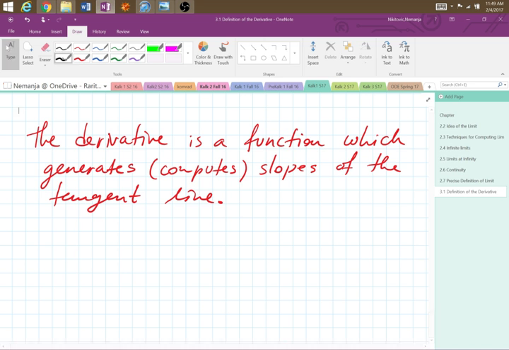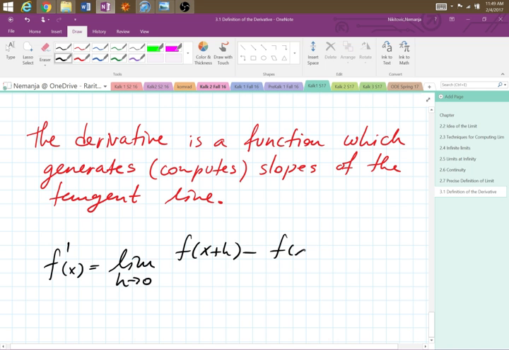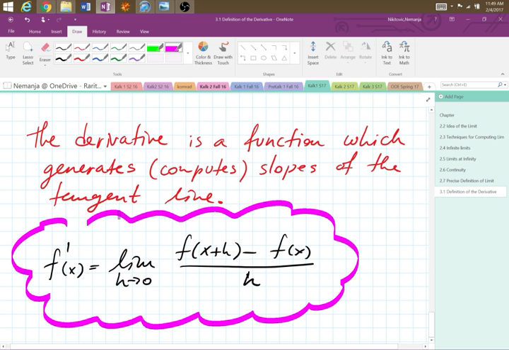So we are going to say that f prime of x is equal to the limit as h goes to 0 of f of x plus h minus f of x, over h. And this is the derivative formula, which is actually the slope of the tangent line.